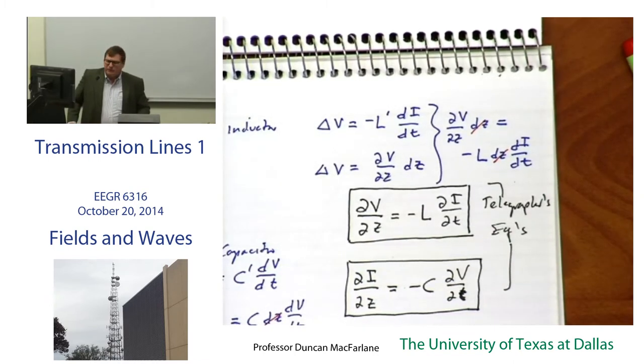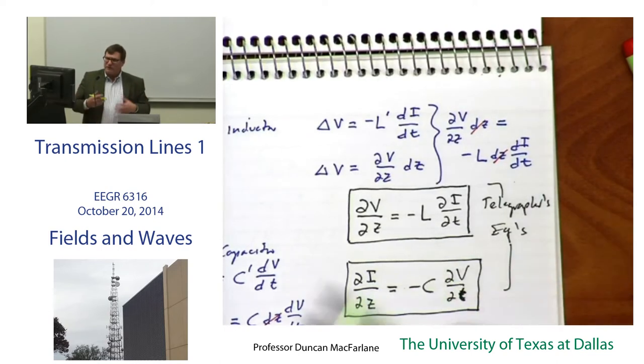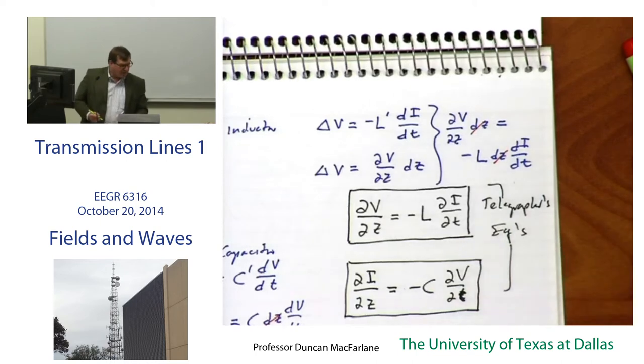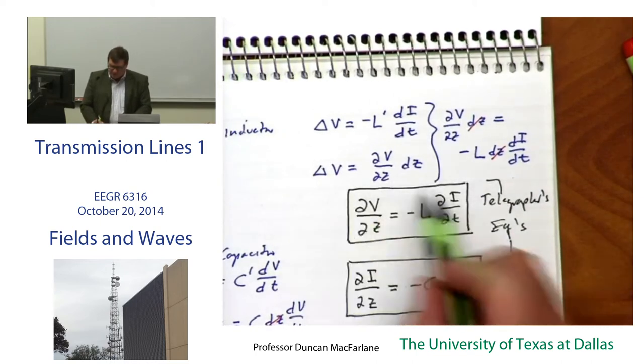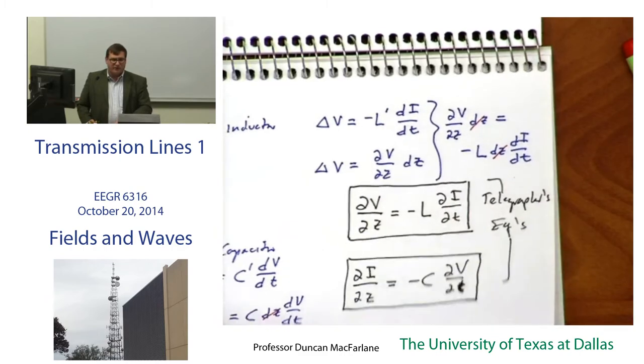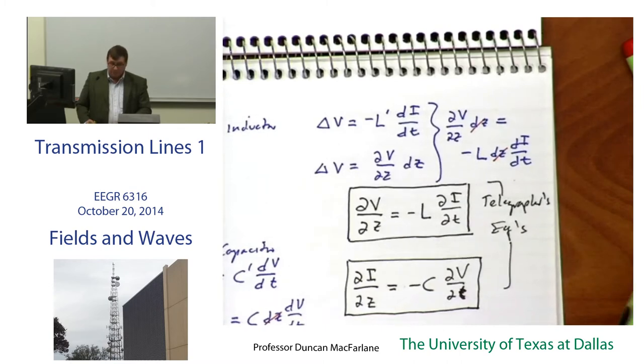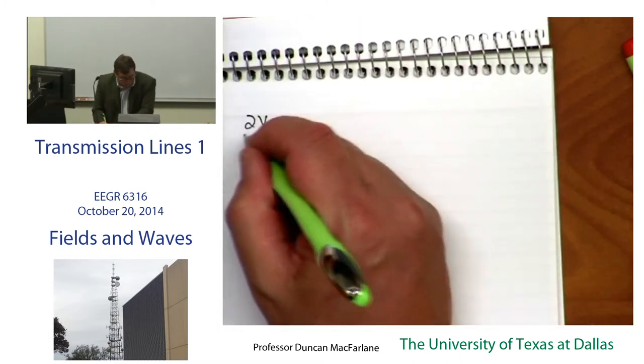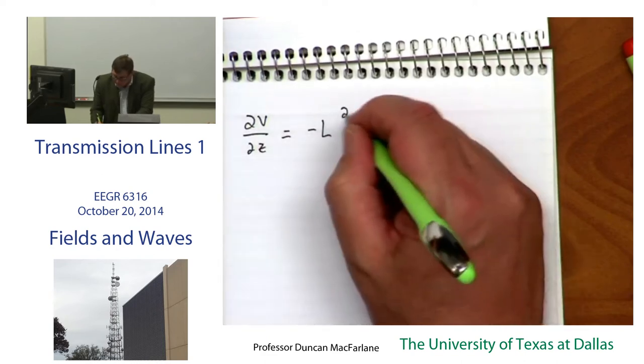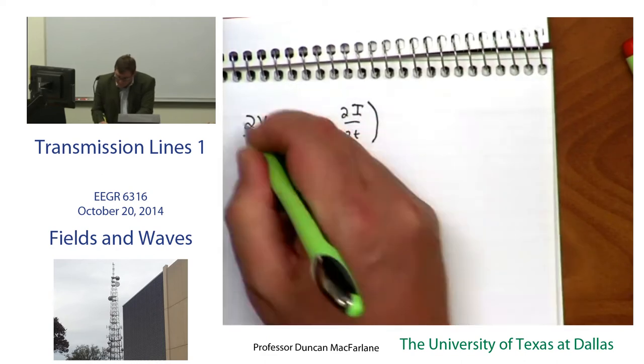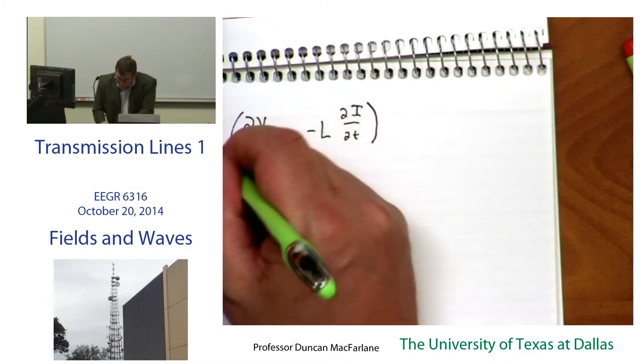Remember when we were deriving wave equations from Maxwell's equations? There we had a first derivative term in space and a first derivative term in time, coupled sets of equations. Those were the curl equations. And in order to move to a second derivative in space and a second derivative in time, we took another derivative with respect to space. So that's exactly what we're going to do here. We're going to take this equation here, and take a space derivative of both sides. So del v del z is equal to minus L del I del t. And what I'll do is take d by dz of both sides.